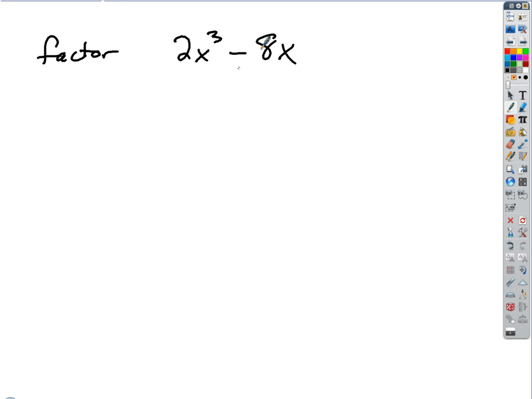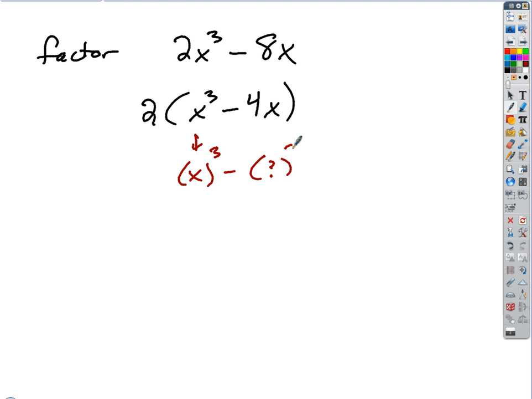8x, what are we going to do with that? 8x is not anything cubed, is it? This one we could maybe make work. But even if we just factored out a 2, we're still stuck, aren't we? Right? If I just factored out a 2, I'd be left with x cubed minus 4x, and that doesn't work. Right? I would be able to get the first part of that to look like x cubed. But the second part, there's nothing I could use, right?